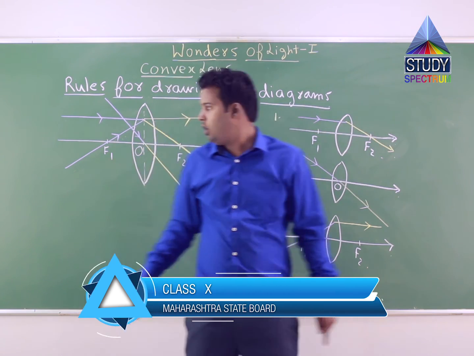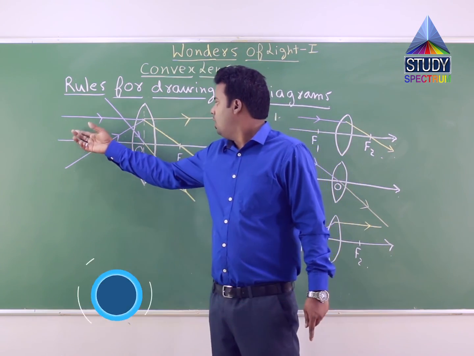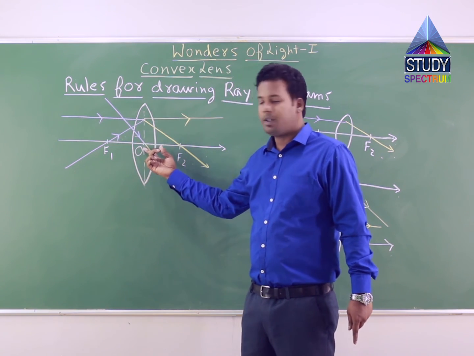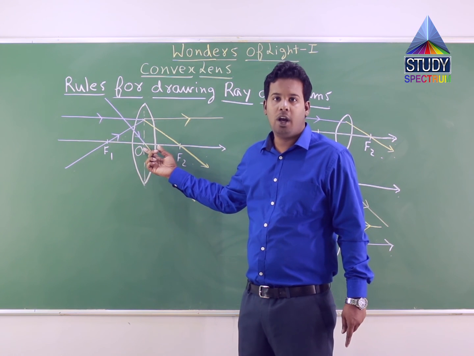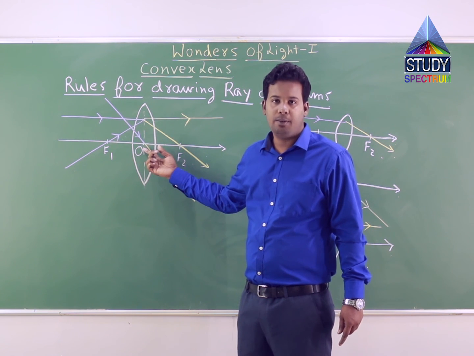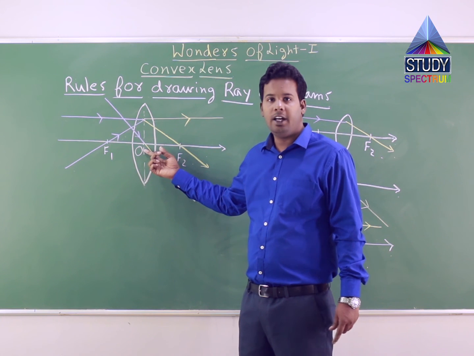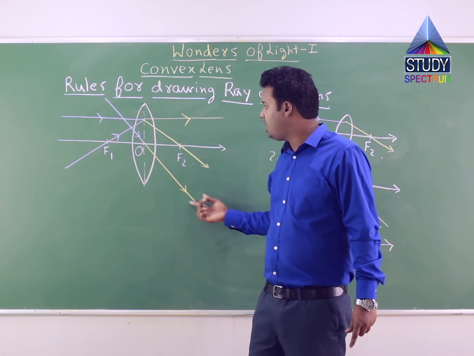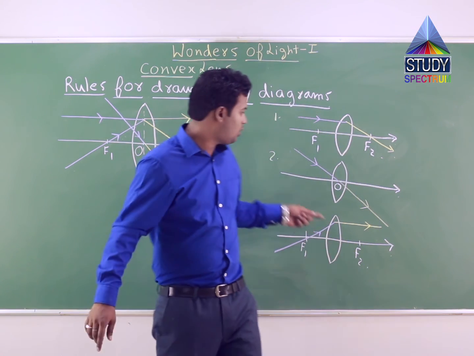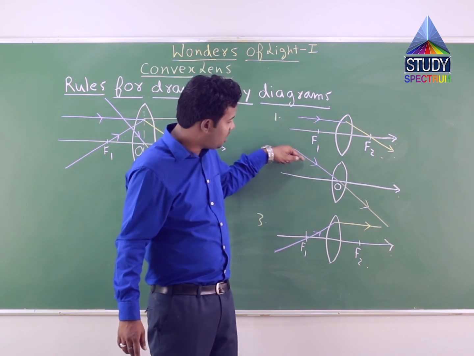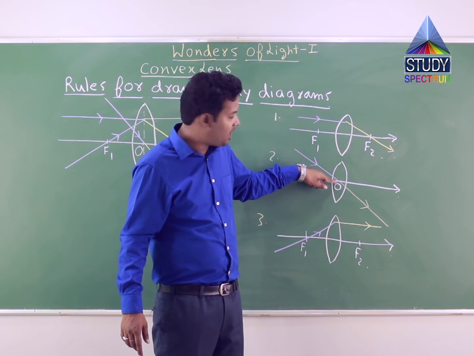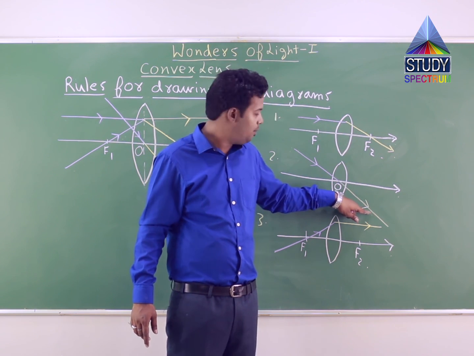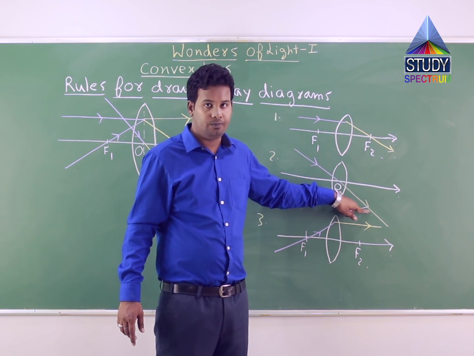Correct? Rule number 2 says, if the incident ray, this blue line, is going to pass through optical center, then it will not show any sort of refraction. It means it will not bend, it will not deviate from its path, and it will be a single straight line. That is what I have drawn here. The blue line, incident ray passing through the optical center, and after refraction it is not showing any sort of deviation or bending. Correct? Rule number 2.